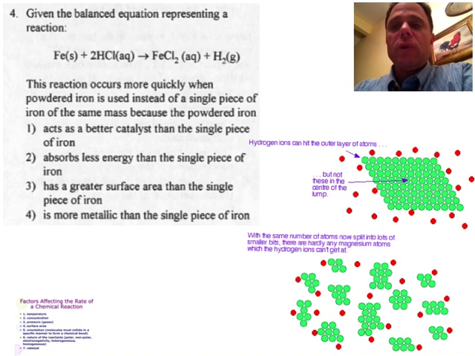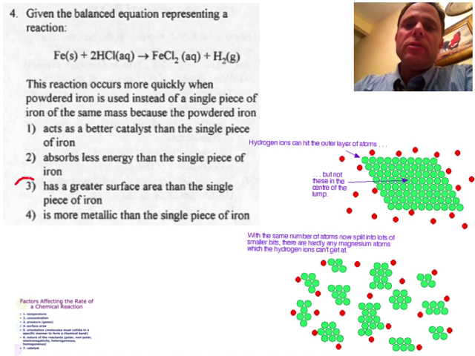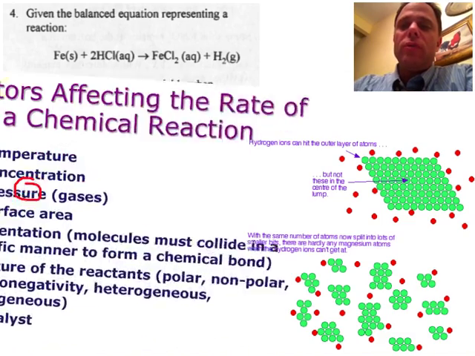And what is the correct choice? Why is the powder better? Because it acts as a better catalyst? Not even mentioned here. Absorbs less energy? I'm stopping there. Has a greater surface area? Or is more metallic than a single piece of iron? I don't even know what that means. The answer is choice 3. Now, I'm going to expand this one for you.